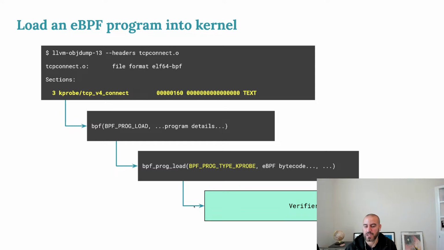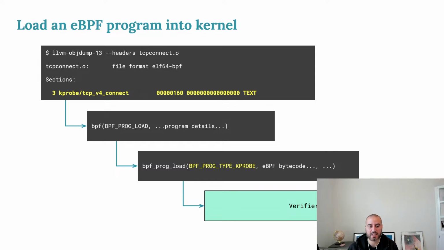The last step is that your program is validated by what's called the verifier. The verifier is the component that checks all of the things that we talked about at the beginning that make up the safety of the program, things like that it returns and that it's not an endless loop.